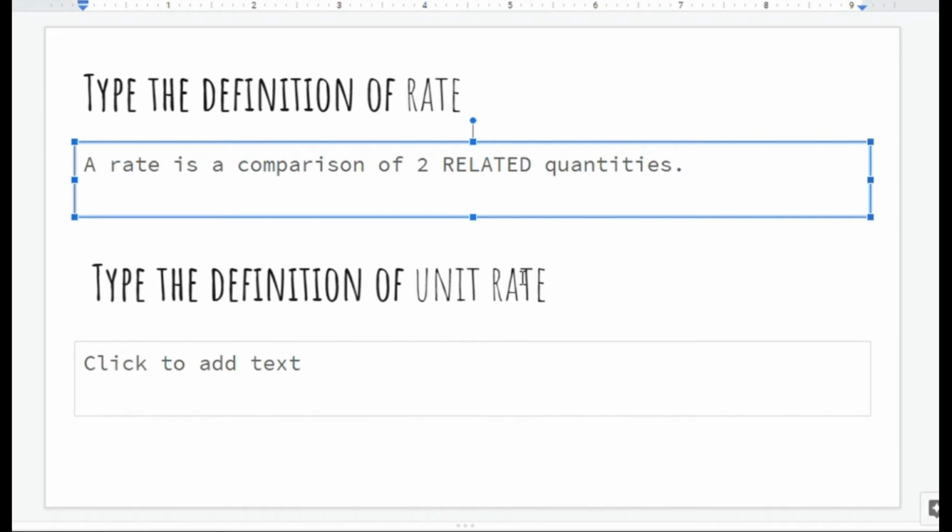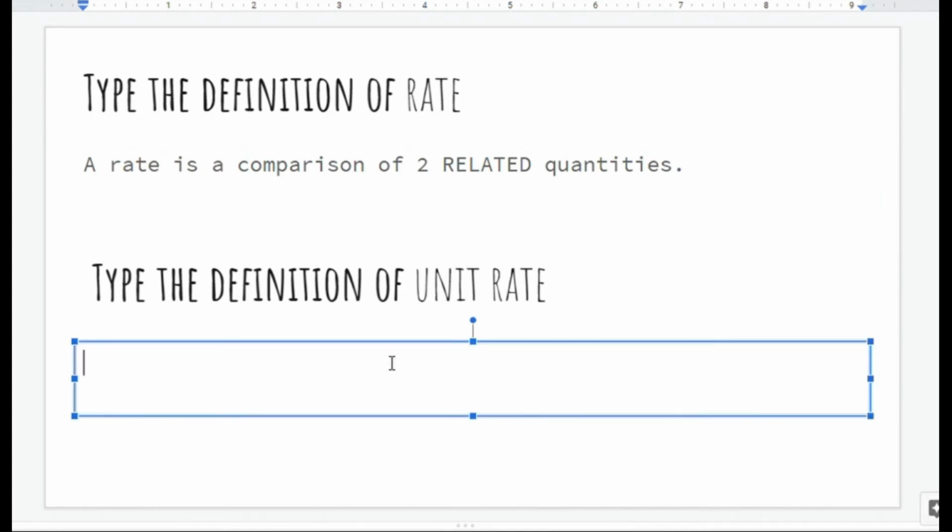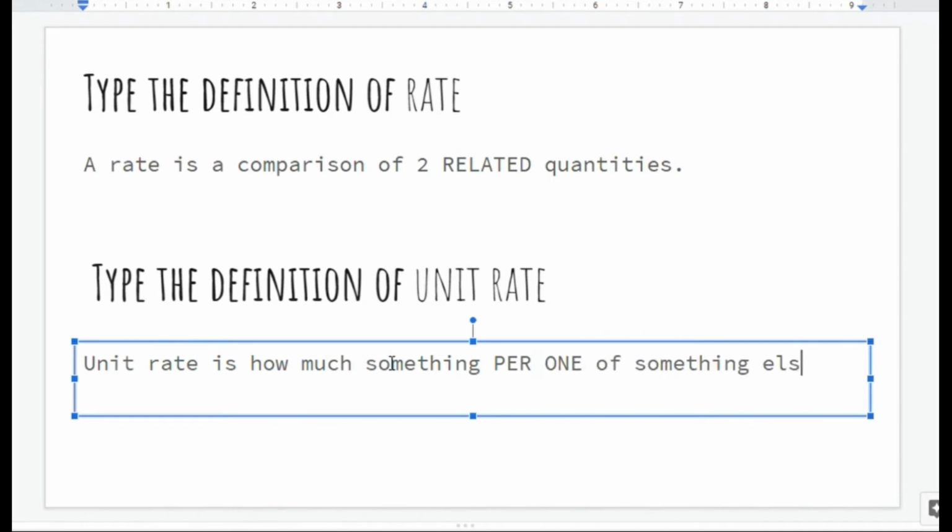Now, moving a little bit more in depth with rates, we have this concept of a unit rate. We have to think of Rady the cat when we think of unit rates. And the definition of a unit rate is how much something per one of something else. So your denominator is going to be 1. How much per one thing?